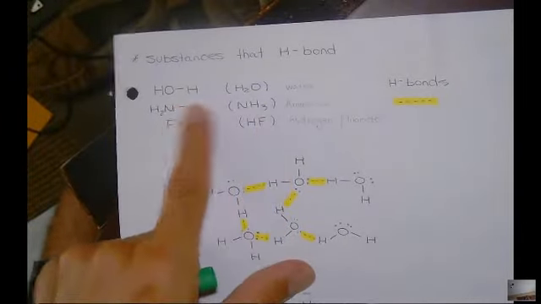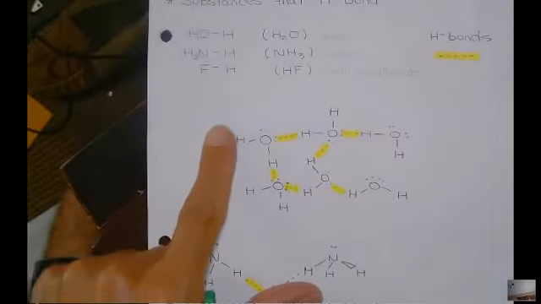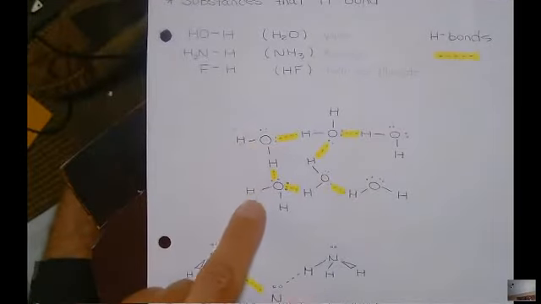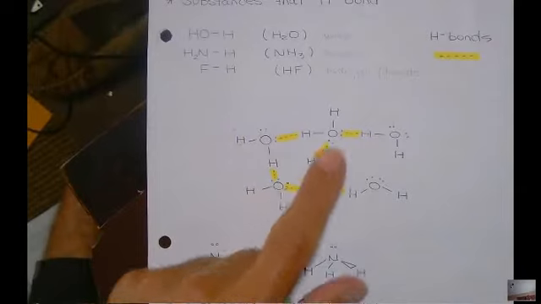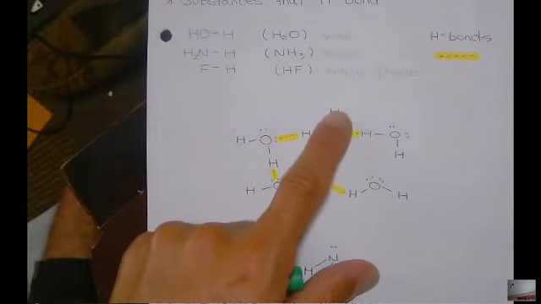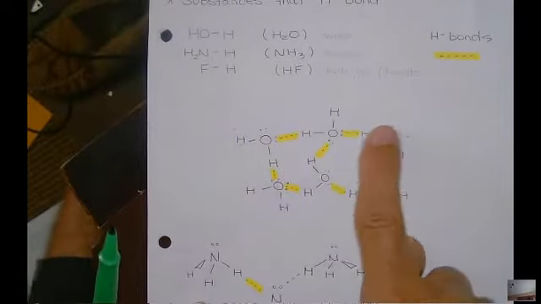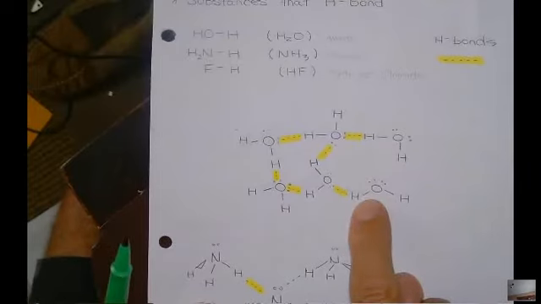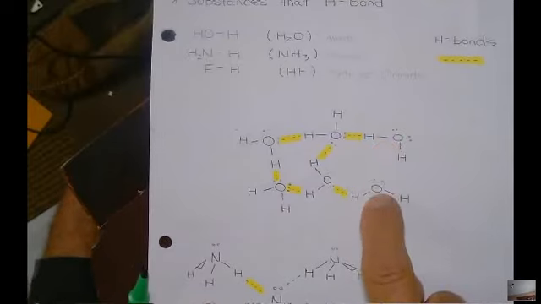Let's take a look at hydrogen bonding in water. Here's one distinct water molecule. Here's another distinct water molecule. Anywhere you see the dark line, see this one going up there? Another distinct water molecule. Another distinct water molecule. These are strong covalent bonds within the individual water molecules.